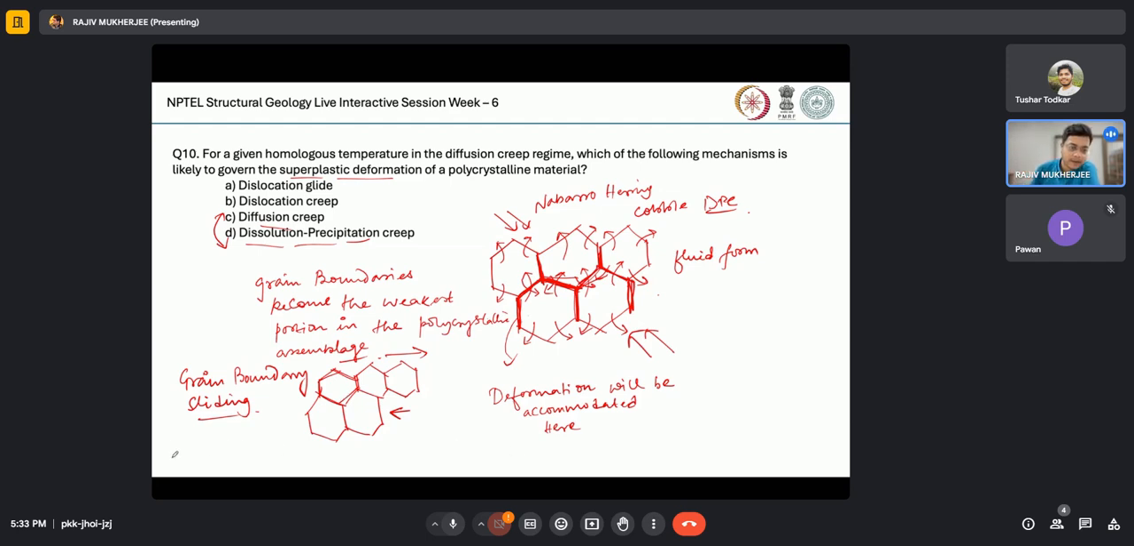When grain boundary sliding, GBS, accommodates a high amount of strain, it is known as superplastic deformation.